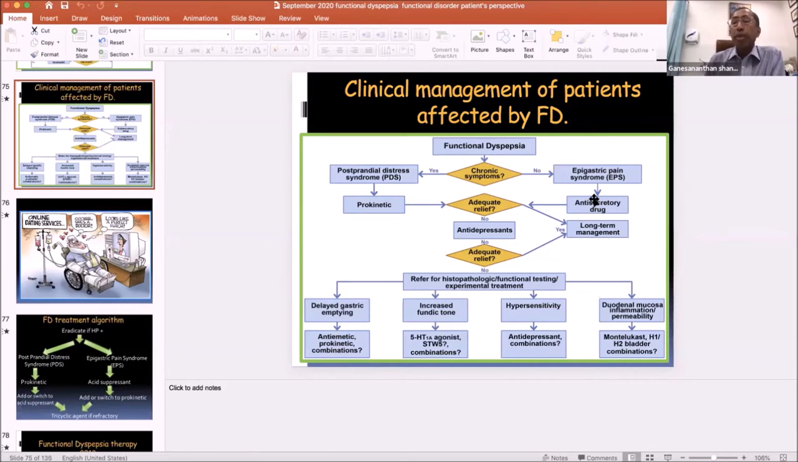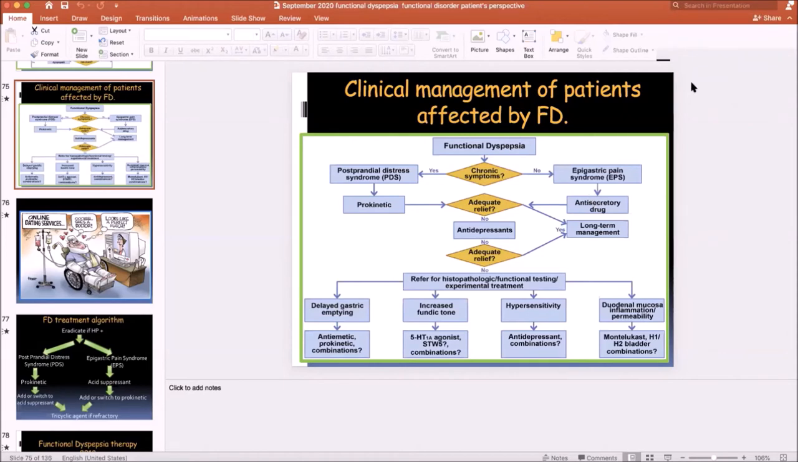Your choice of PPI, be it original or generic, and I normally include in my practice itopride. That'd be my prokinetic agent, together with Gaviscon and sometimes antacid together with the arginine. I do that, yes. Okay, thank you very much, Dato.